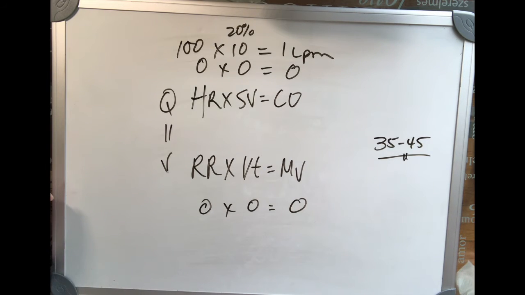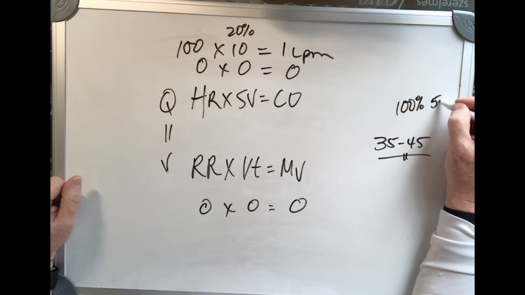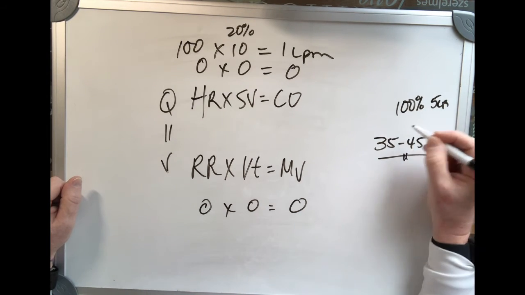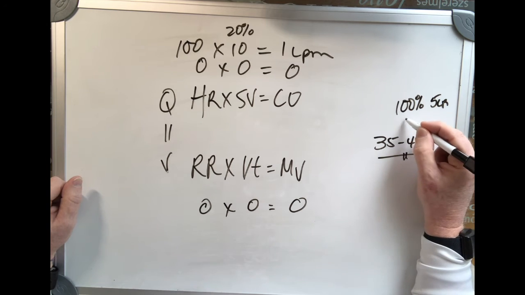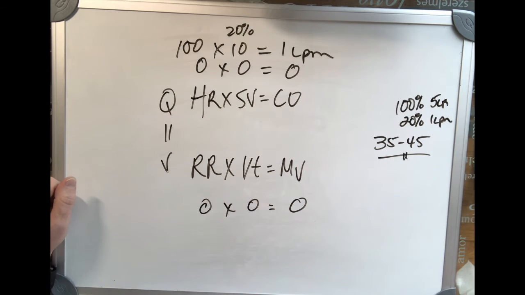of normal blood flow. If 100% of normal blood flow is 5 liters per minute, then 20% would be 1 liter per minute. Simple enough. That's just easy math, okay?